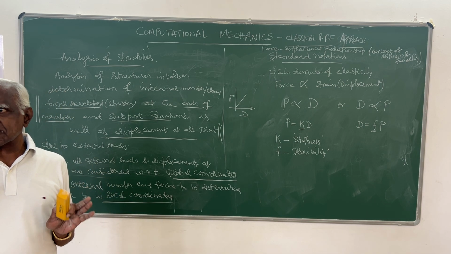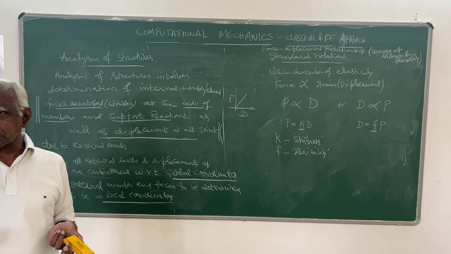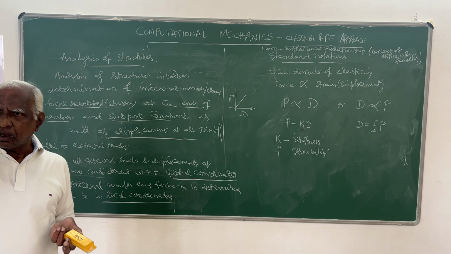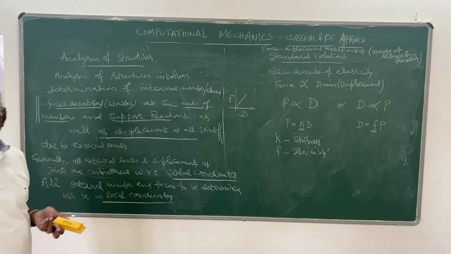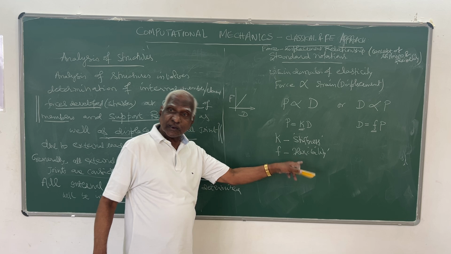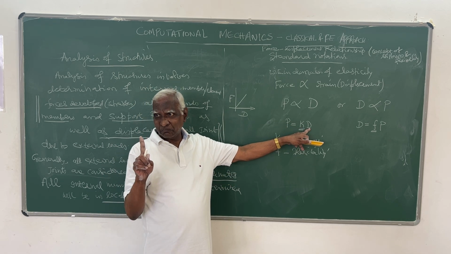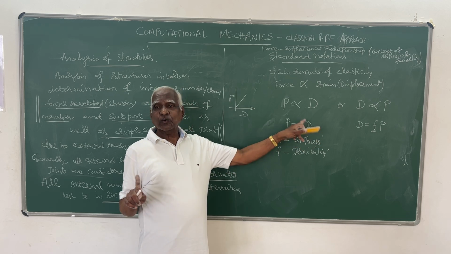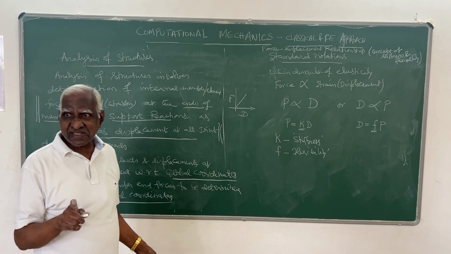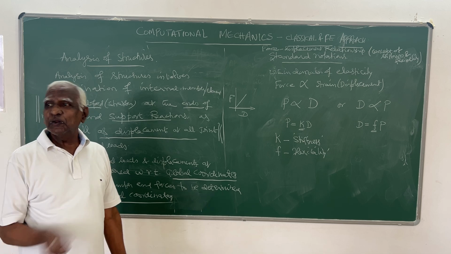Because we are talking about elasticity. Within elastic limit, force is proportional to displacement. That's straight line variation. Whether it is force displacement curve or stress strain curve, it has to be linear. So this is called stiffness. Now you can define stiffness. So in this equation, if D is equal to 1, P is equal to K. That means stiffness is defined at any point as the force due to unit displacement.